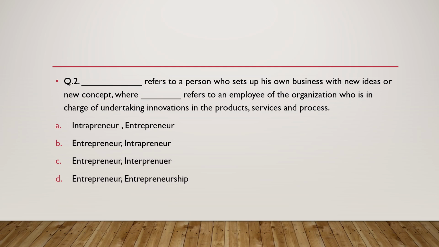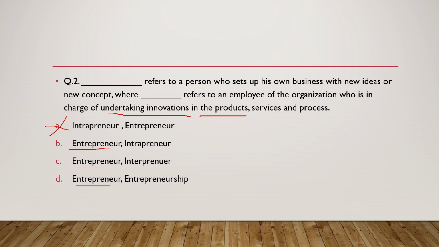Dash refers to the person who sets up his own business with new ideas. The person who sets up his own business is an entrepreneur. So we have entrepreneur in three options, so this will be cut. Then dash refers to an employee of the organization who is in charge of undertaking innovation in the product. So entrepreneur is going to run his own business, and the person who is going to do innovation in the product, services and process, who is that person?